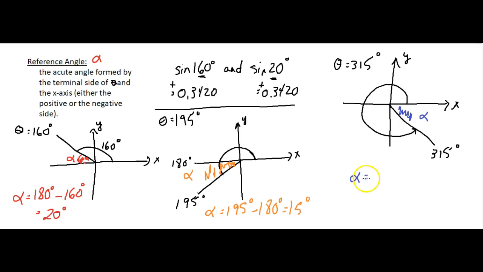Alpha is equal to, how are we going to figure out that amount, what's left until we get to 360? Well, we'd have to do 360 minus 315 equals 45 degrees.